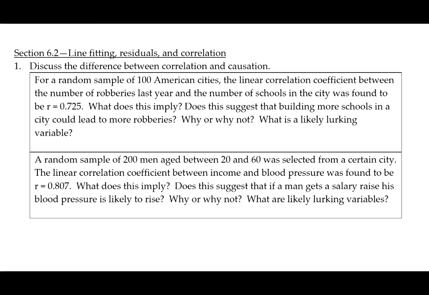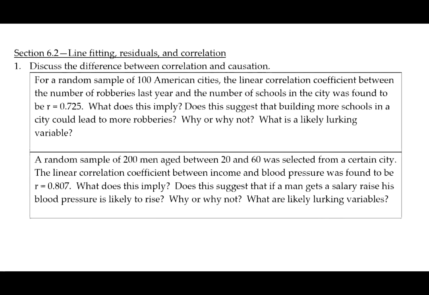For a random sample of 100 American cities, the linear correlation coefficient between the number of robberies last year and the number of schools in the city was found to be R equals 0.725. What does this imply? Does this suggest that building more schools in a city could lead to more robberies? Why or why not? What is a likely lurking variable?